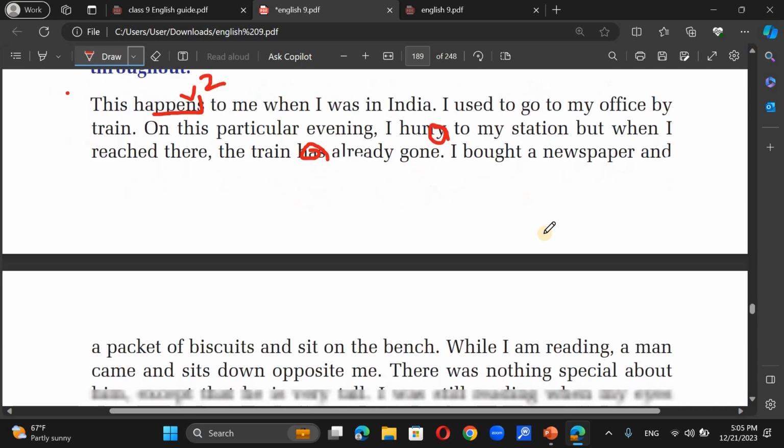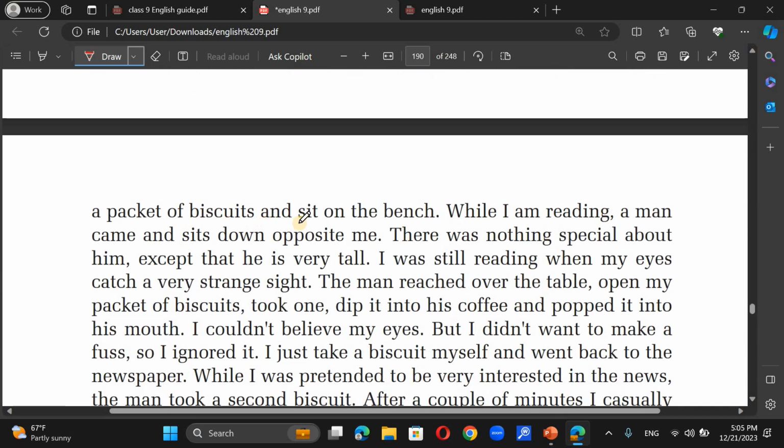I bought a newspaper and a packet of biscuits and sit means sat, right? Verb two, okay, and also verb two, sat. Okay. I'm not. I was reading. Okay, here also you are right. I was reading. While I was reading, a man came and sits, not sat. Verb two, sat. It's also verb two, write down verb two.